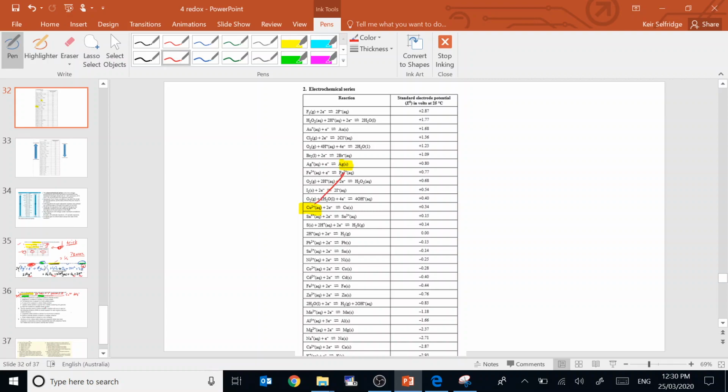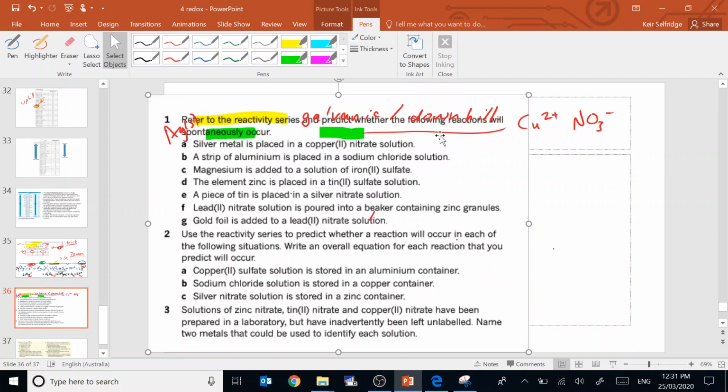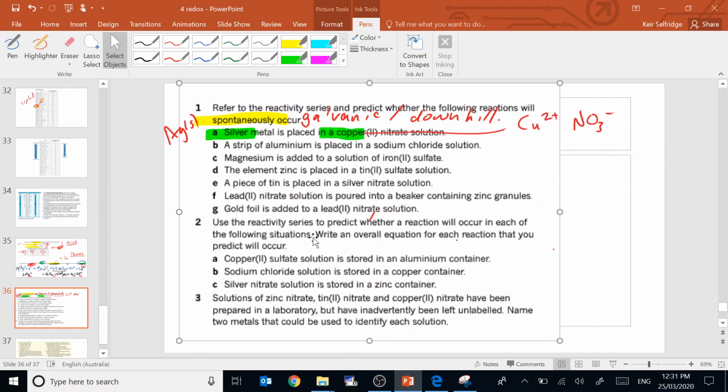This is an uphill reaction. You might notice I only circled the copper 2, not the whole equation, and not the copper solid. Copper solid's not there, copper 2 plus is. Same with the silver. The silver's here in solid form, that's why that's the only one. That's uphill, no reaction. So this one will not react.